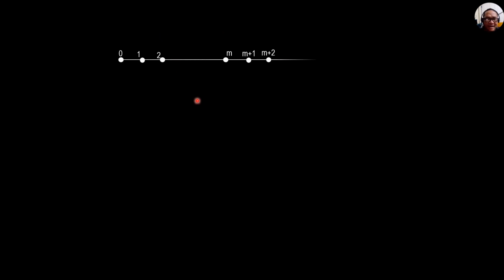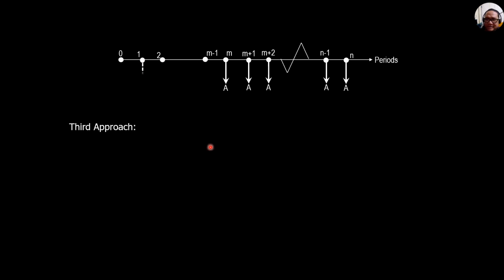So next, this is the third approach for deferred annuity. So for this third approach here, this is m minus 1. We're going to put A's here in these missing periods. So this is the third approach. It does not contain A, but we will make A so that the resulting cash flow diagram would be the same as that of the ordinary annuity. So it is now complete.